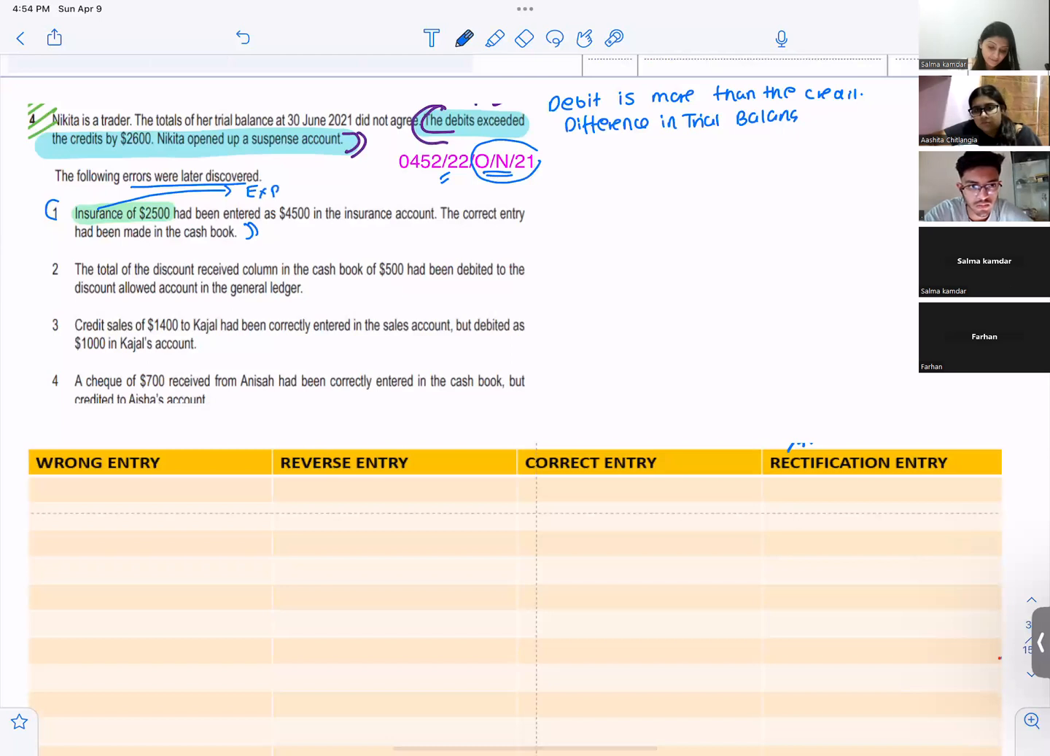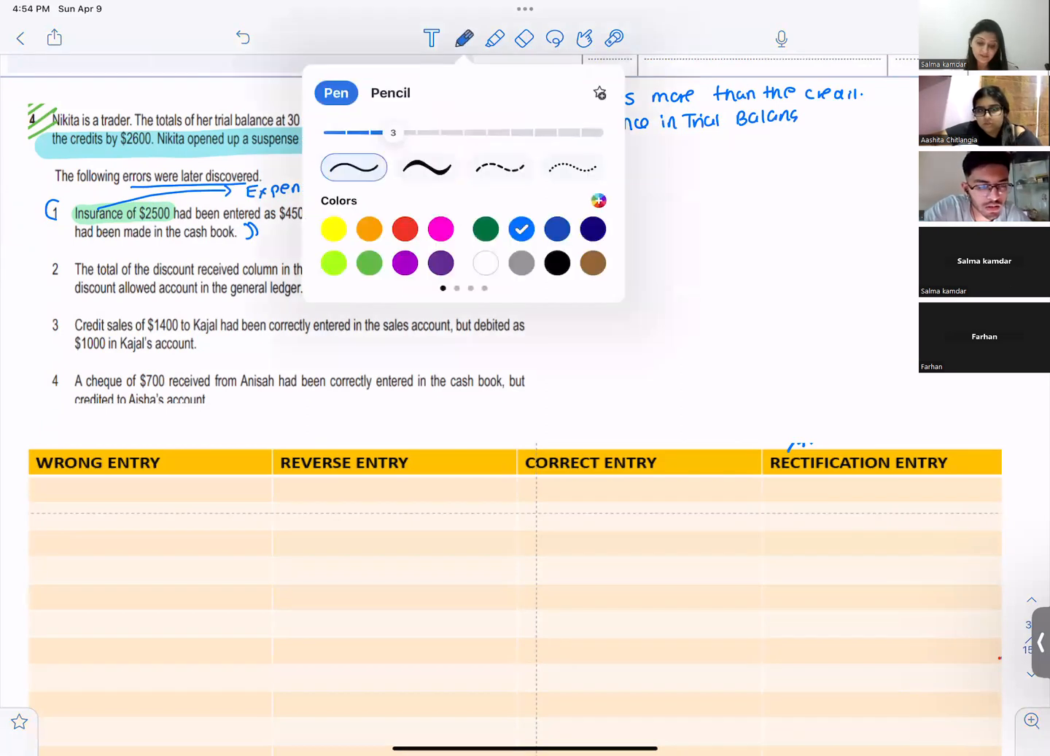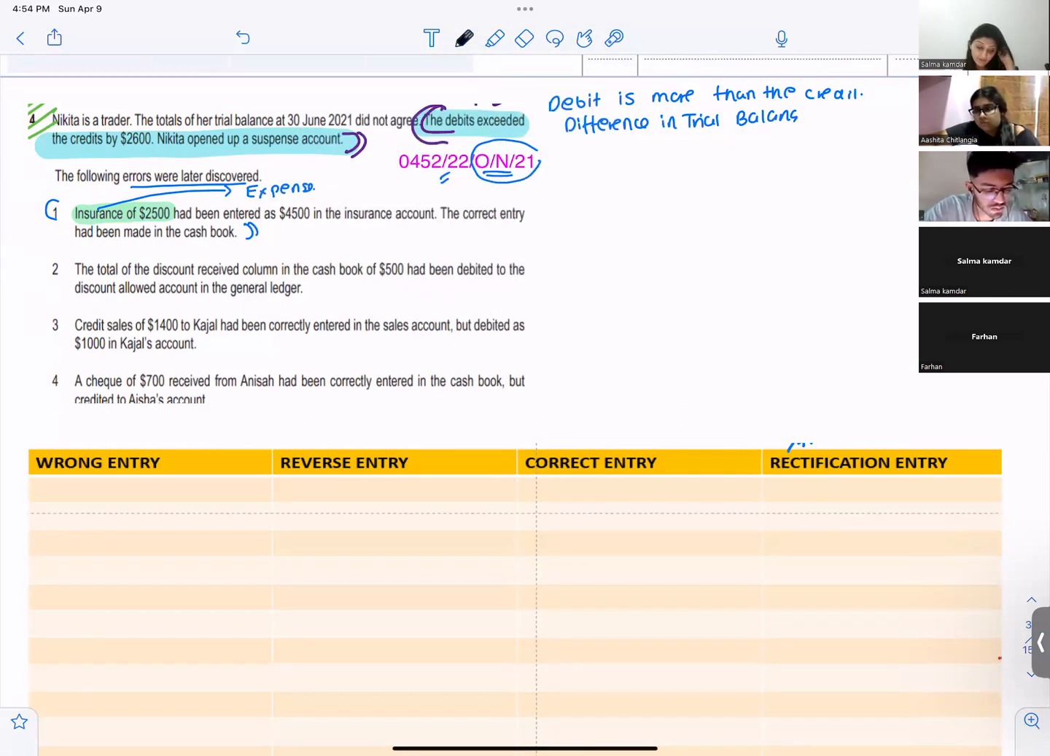So what has happened over here? You had insurance of 2,500. You have entered it as 4,500 in the insurance account. Where have you done the error? In the insurance account. So the correct entry would be, can you do it along with me? Insurance is debit 2,500.